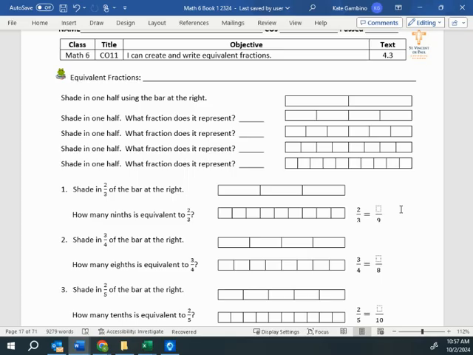Emma? It's something that's equal to another fraction. Something equal to another fraction. They're the same value. So when we talk about simplifying down your fractions to the simplest form, they're all equivalent fractions. They have the same value.